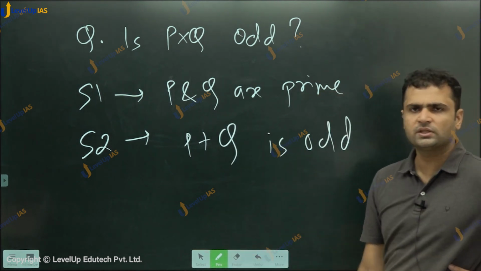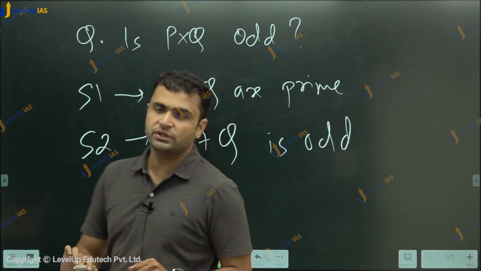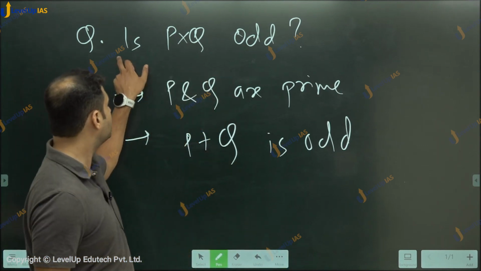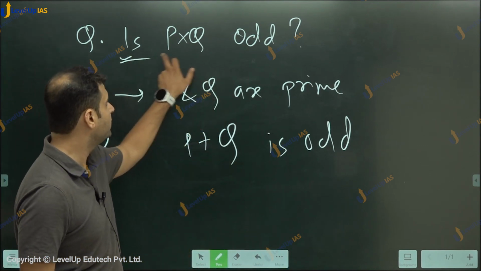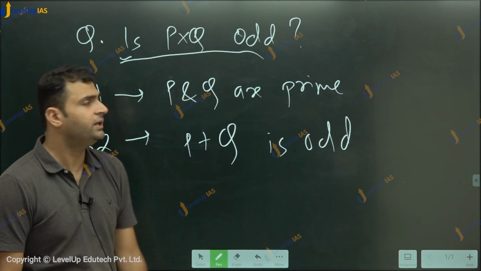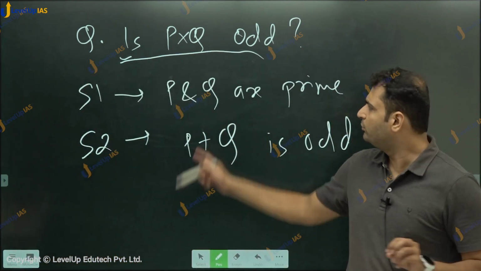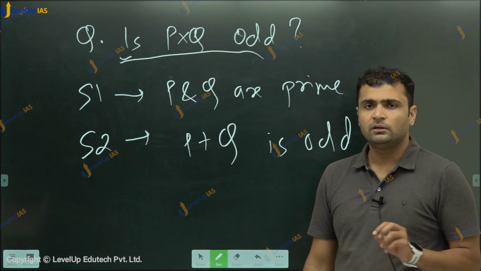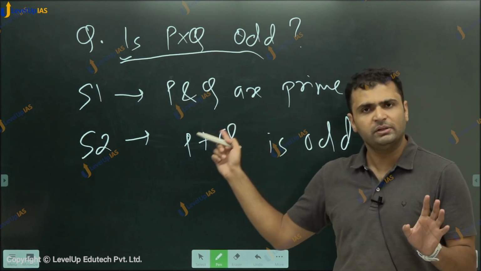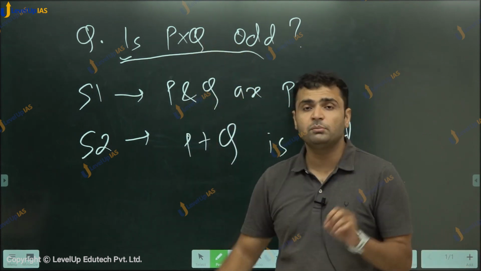Fine. Usual options are there. The question is: is P into Q an odd number? First statement: P and Q are prime numbers. So if both of them are prime, that is given, and we want to comment on whether P into Q is odd.